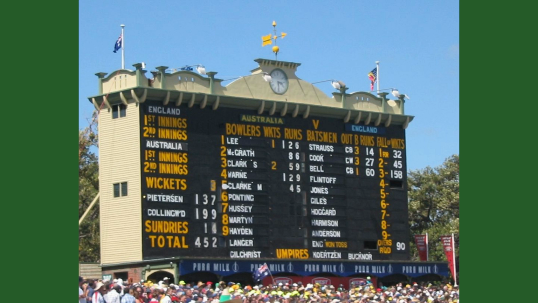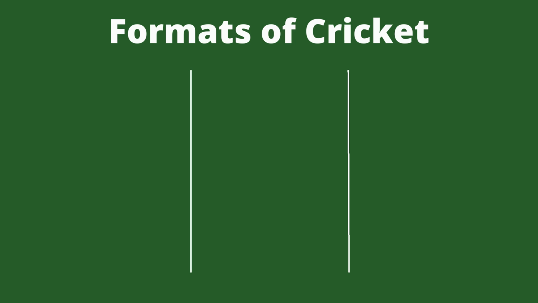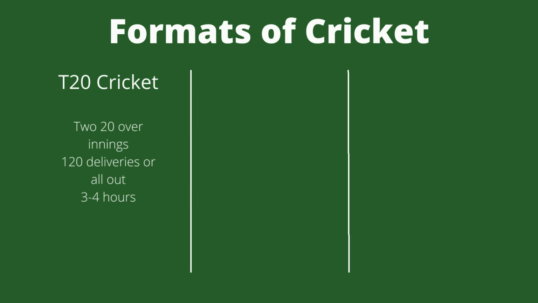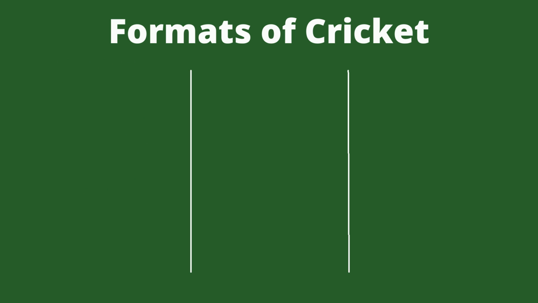There are also 3 different formats of cricket. That means there are 3 different kinds of games of cricket. T20 Cricket, which is the newest form of the game, consists of 2 20-over innings, or 120 deliveries. This format takes a comparable amount of time as an American football or baseball game.